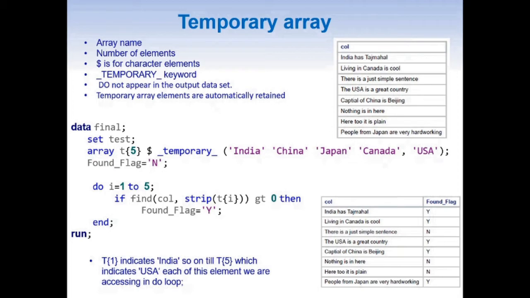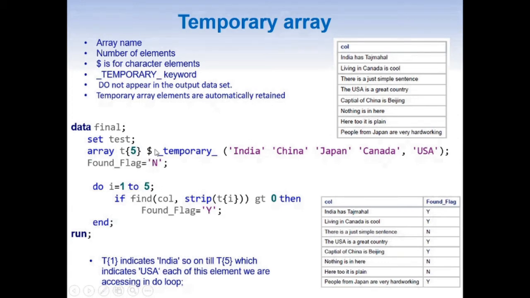And here I am creating a temporary array in the data step, and here we are using it along with the test data set. A temporary array is defined or created as follows. Initially we need to have the keyword array, followed by the array name, followed by the number of elements, and these are 5 here.